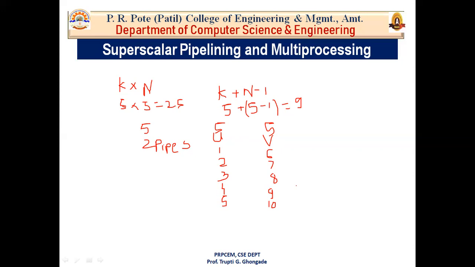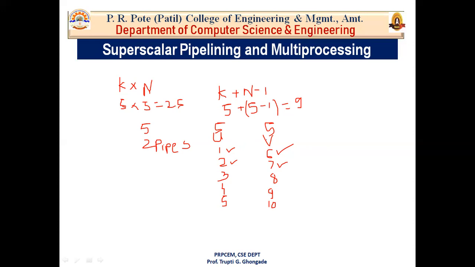Because what happens? Instruction 1 and instruction 6 will be executed first. Then instruction 2 and instruction 7 will be executed. So the flow of the program will change. Okay, 1 and 2: the first one goes in the U pipe and 2 goes in the V pipe.